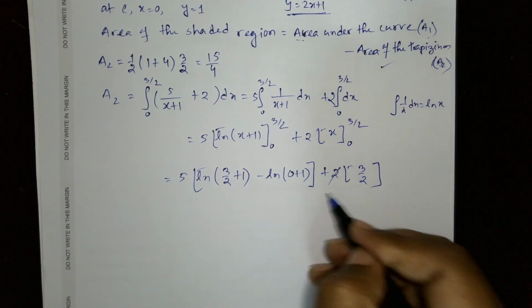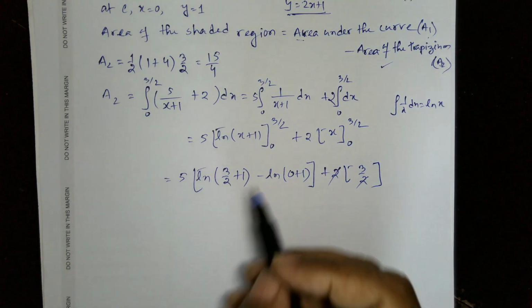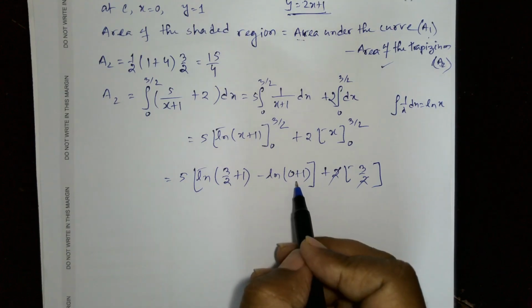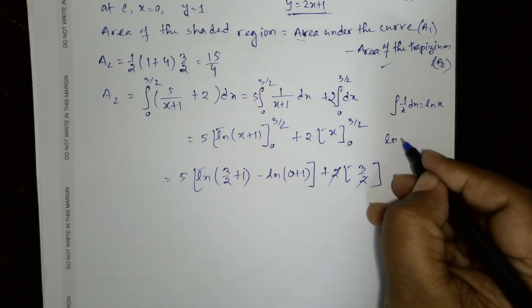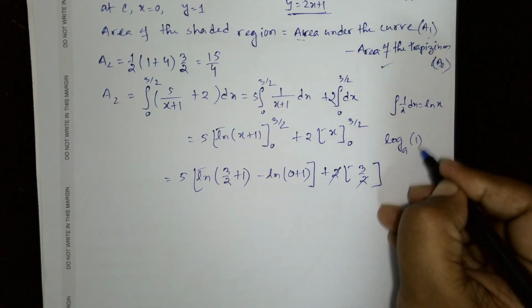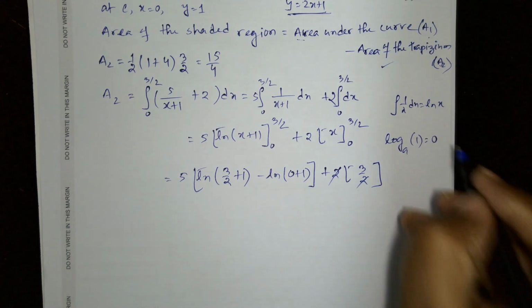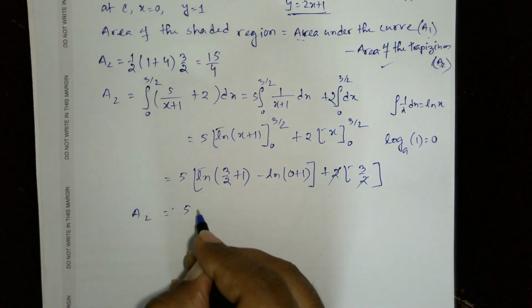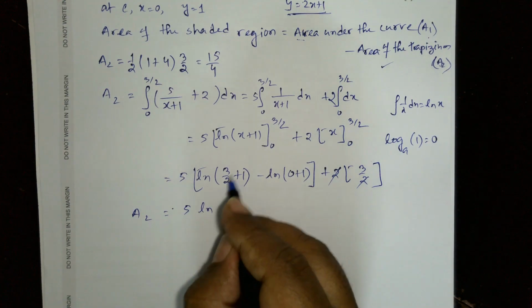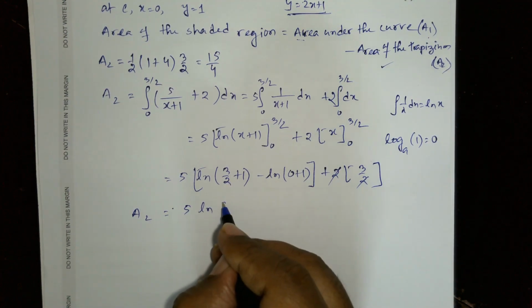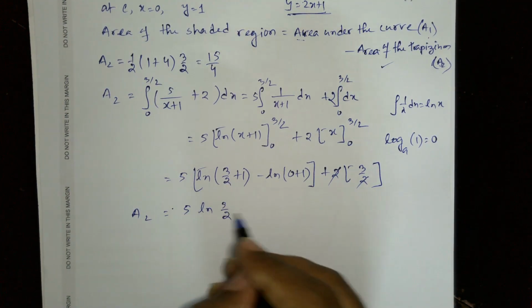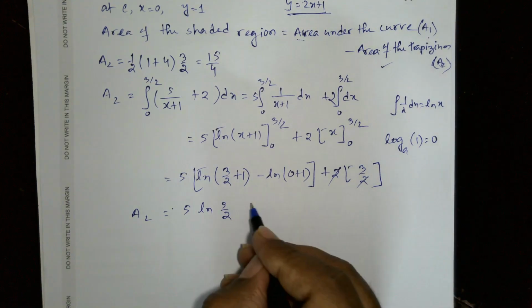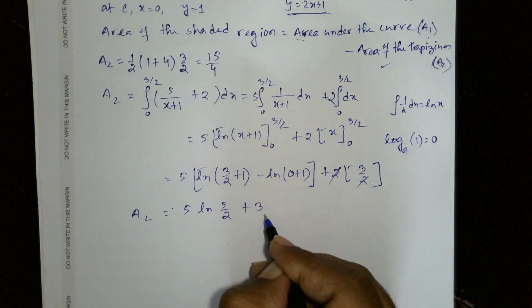So the 2 and 2 get crossed out here. So this is ln 1. What is the value of ln 1? Any logarithm of 1, whatever the base, is always 0. Therefore our A1 should be 5 ln of 5 over 2, right? Yes, sir. And here is plus 3, so this is A1.